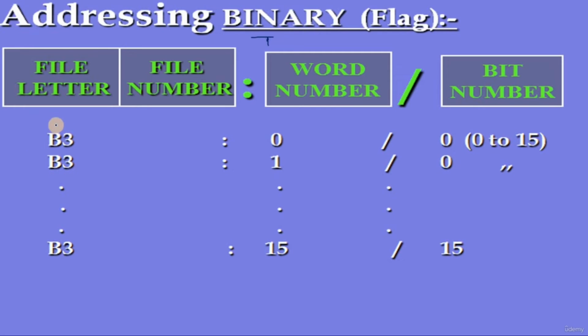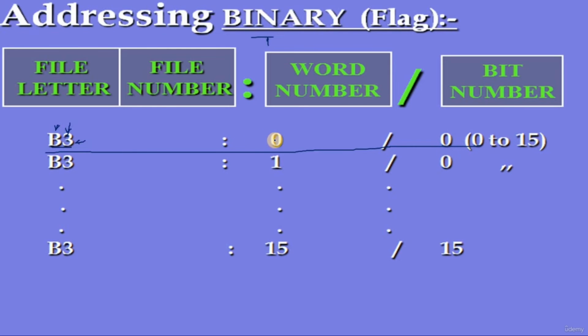Here you can see B3. B means what? The file letter, and 3 means the file number, actually the data file number. Okay. So B3 colon 0/0. For this address, you cannot observe the slot number because this is the software address. Okay. In the upcoming sessions, during programming, I will tell you how to use this binary bit while designing the program as well.